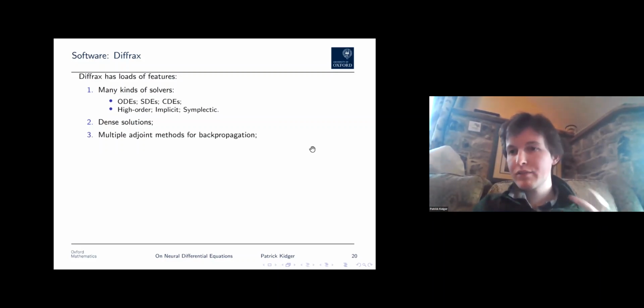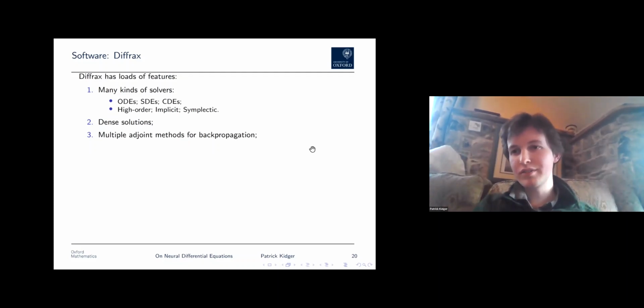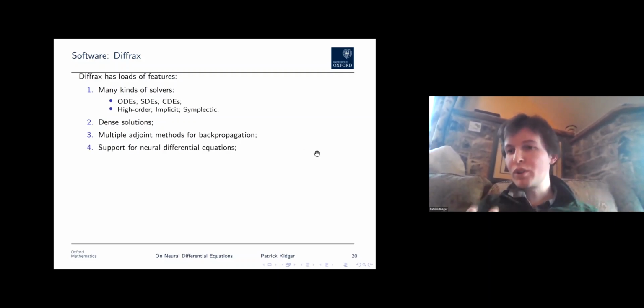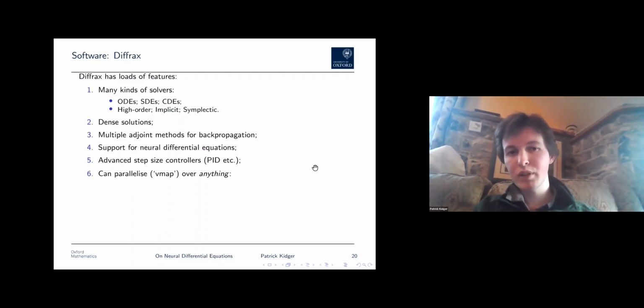You can backpropagate in different ways. Probably most of you have heard of the adjoint method. There's actually a lot of adjoint methods out there. There's lots of ways to backpropagate through a differential equation. Diffrax implements these. I say support for neural differential equations. This is more of a motivator, but this is what I had in mind when Diffrax was written. Advanced step size controllers. There are multiple ways of doing adaptive step size control. Once again, this is available.